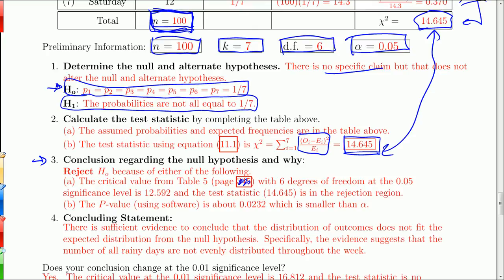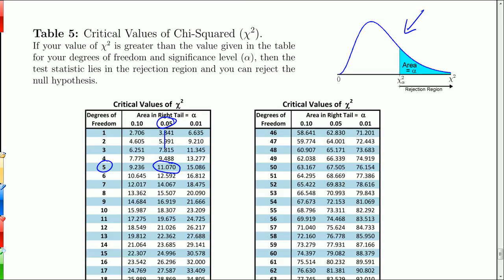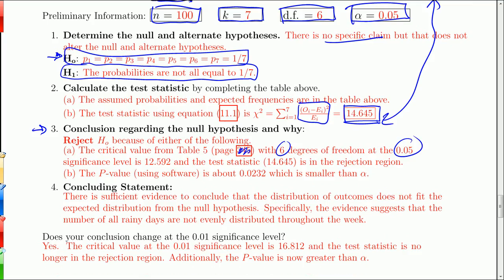Well, let's see, I have 6 degrees of freedom, 0.05 significance level. I go to my chi-square table. 6 degrees of freedom, 0.05 significance level, 12.592. That is my critical value. 12.592. And my test statistic is bigger. It's a right tail test. So I'm in the rejection region. Specifically, my rejection region, the critical value is 12.592.